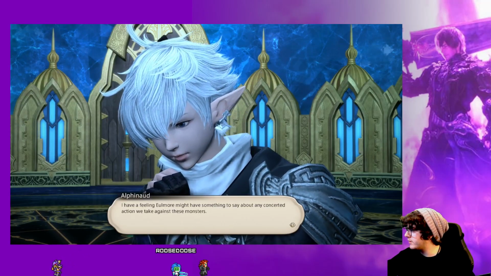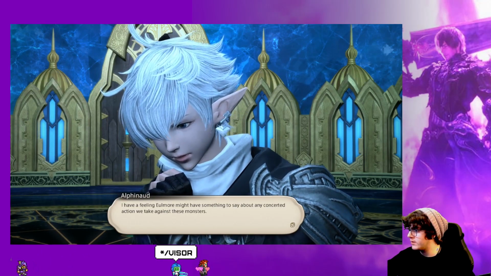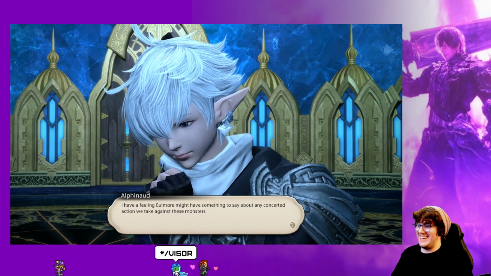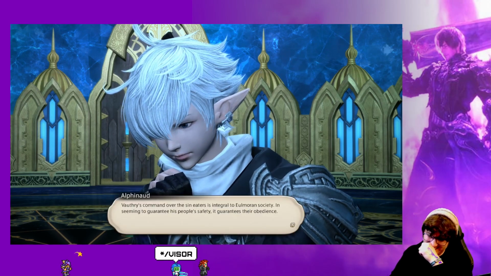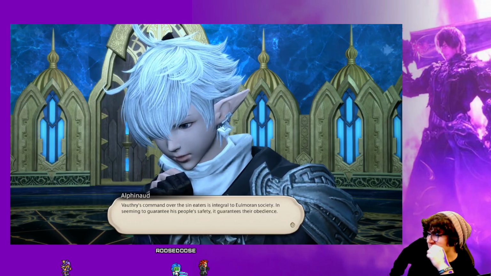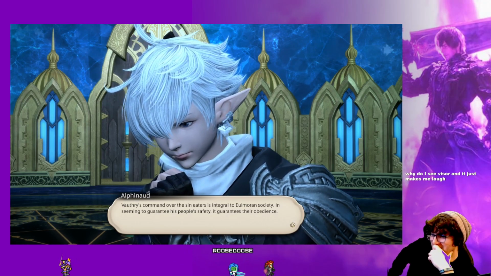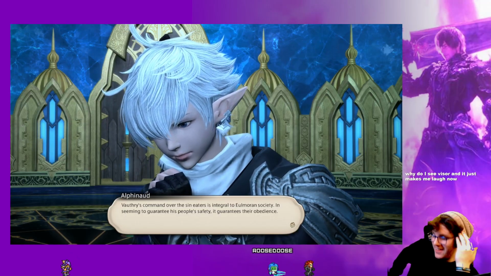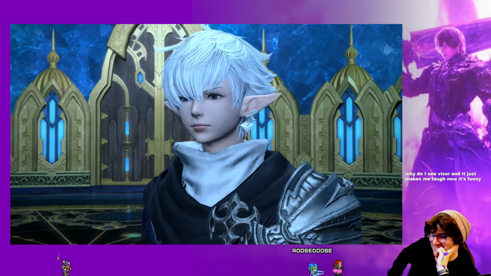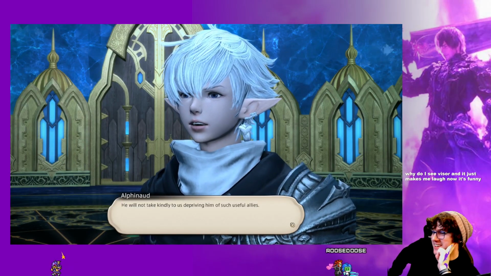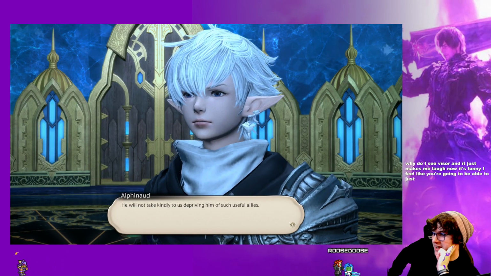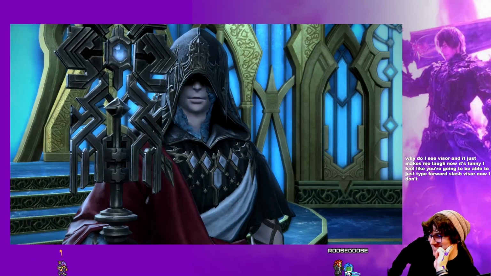I have a feeling Yulmore might have something to say about any concerted action we take against these monsters. Fortress command over the Sin Eaters is integral to Yulmore's... Why do I see Visor and it just makes me laugh now? It guarantees their obedience. Oh, it's funny. He will not take kindly... I feel like you're gonna be able to just type /Visor now and I'll giggle. Agreed.